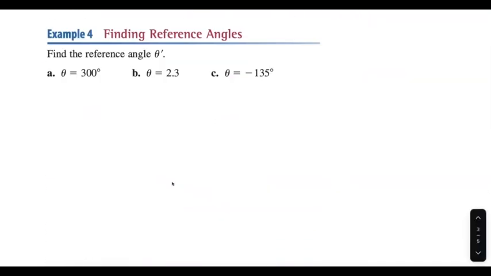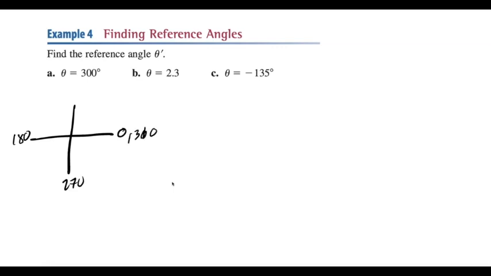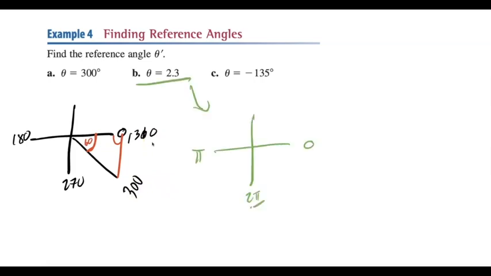So if I'm drawing a reference angle on some of these guys, 300, here's 0, here's 180, here's 270, here's 360, 300 will be in here somewhere. That doesn't really matter. And then you just draw the reference angle. This is my reference angle. 300 to 360 is 60 apart. That's a reference angle.